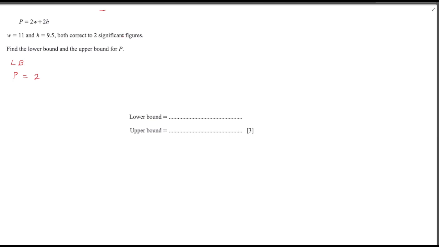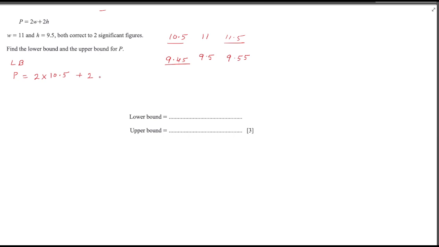Now W is corrected to two significant figures, so your 11 actually lies between 10.5 to 11.5. Now, as I wanted to find the lower bound, I will use 10.5 for W plus 2 times. Similarly for H, which is 9.5, it is also corrected to two significant figures. So its lower bound value is 9.45 and upper bound value is 9.55.